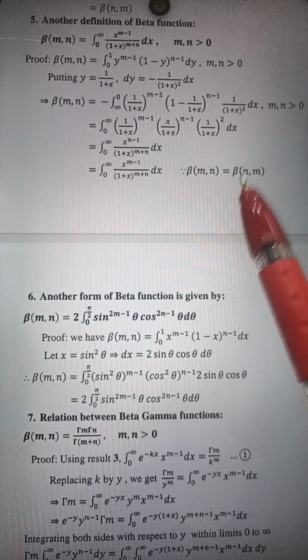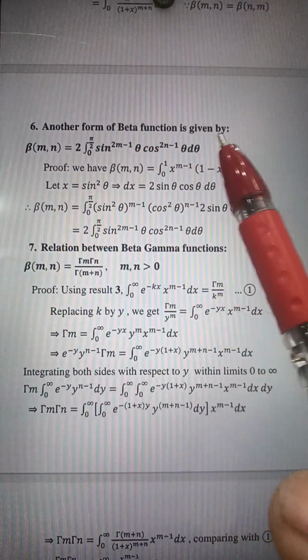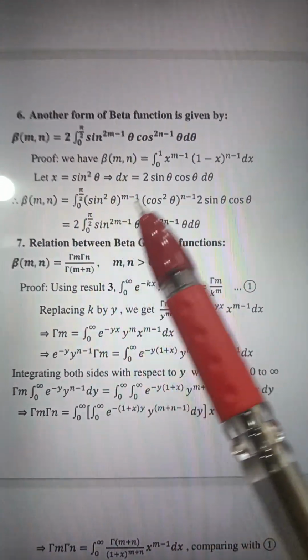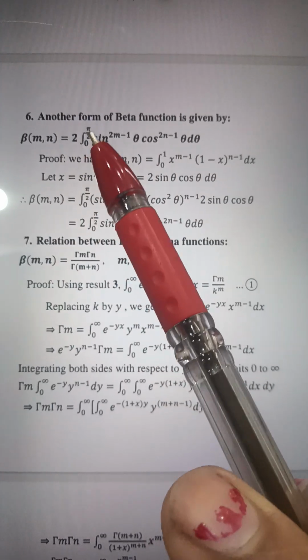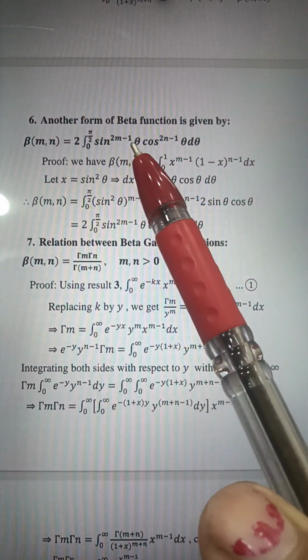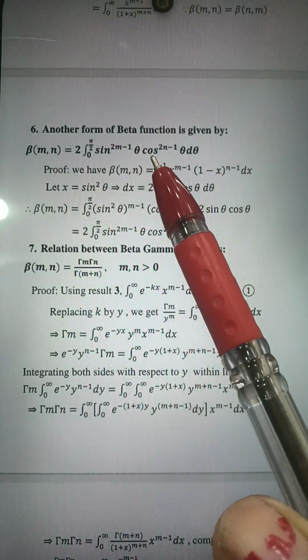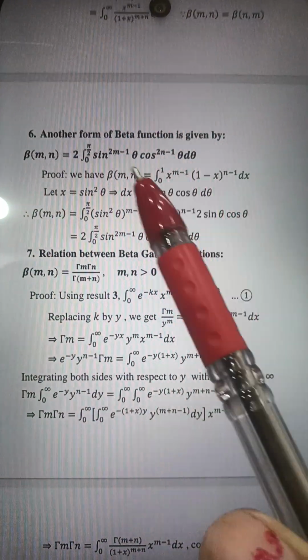This is clear to you? Now next, another form of beta function. This is the trigonometric form of beta function. We are going to prove beta(m,n) equals 2 times the integral from 0 to pi by 2 of sin^(2m-1) theta cos^(2n-1) theta d theta.